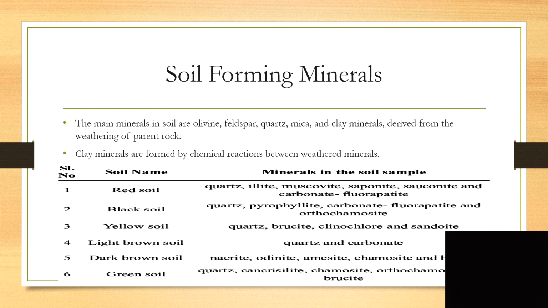So iron and aluminum oxides impart red and yellow colors to the soil and influence the soil acidity. The type and proportion of soil forming minerals determine the engineering behavior and fertility potential of the soil.